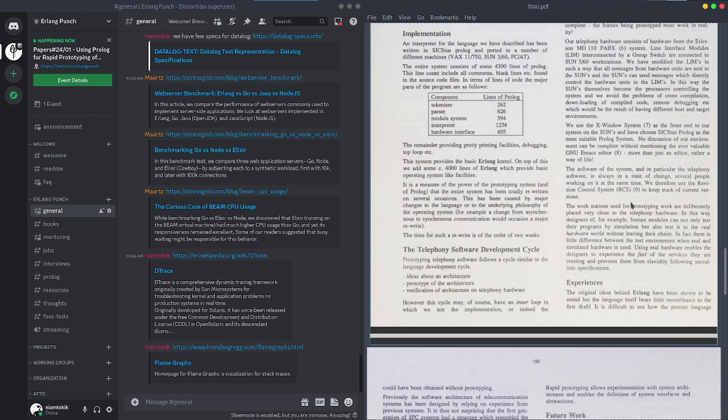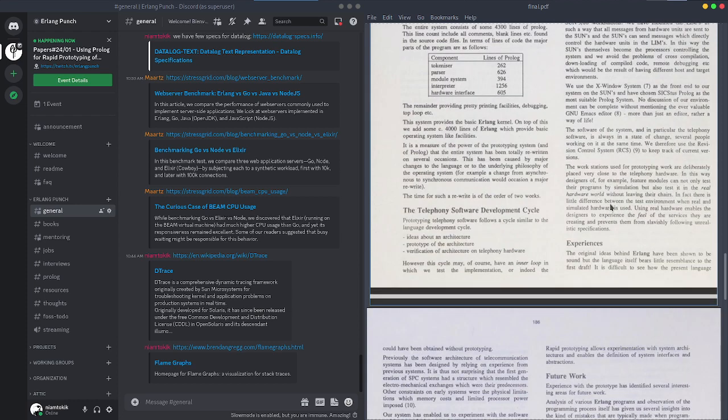The software of the system, and in particular the telephony software, is always in a state of change, with several people working on it at the same time. We therefore use the revision control system to keep track of the current version. Quite old. RCS was the ancestor of CVS, so quite old.